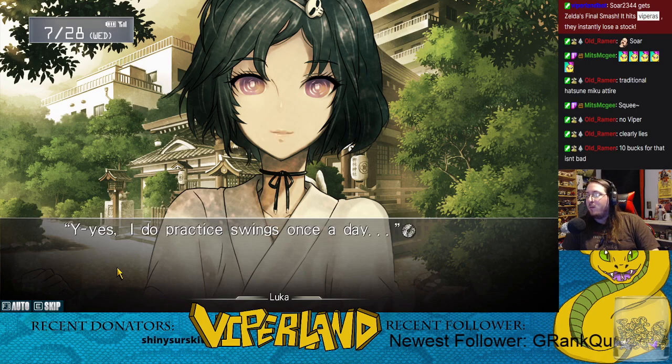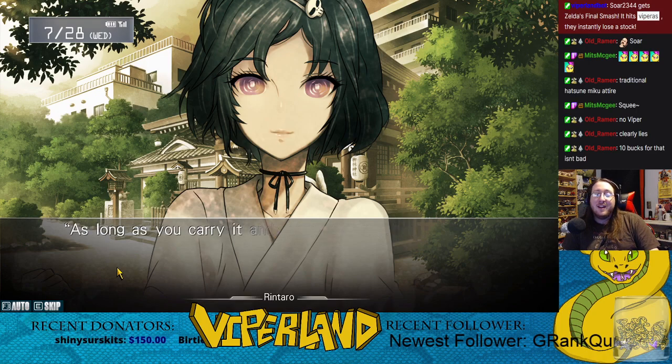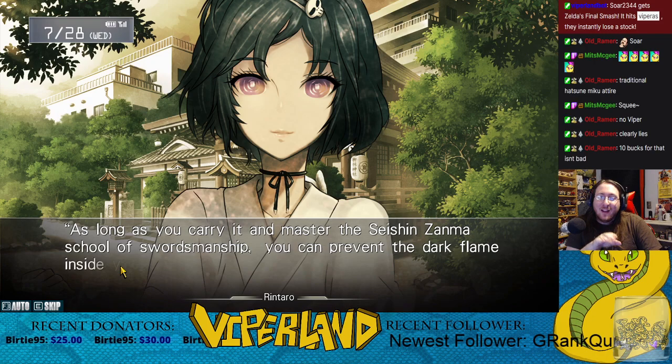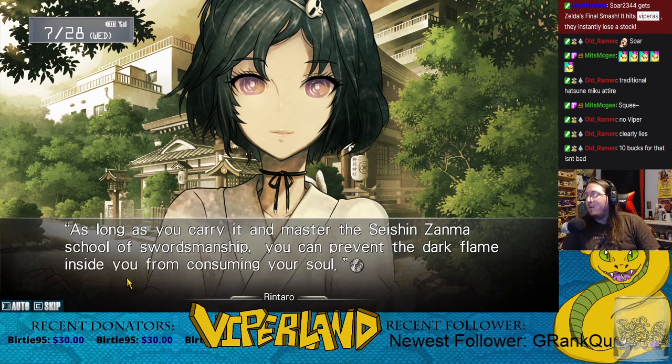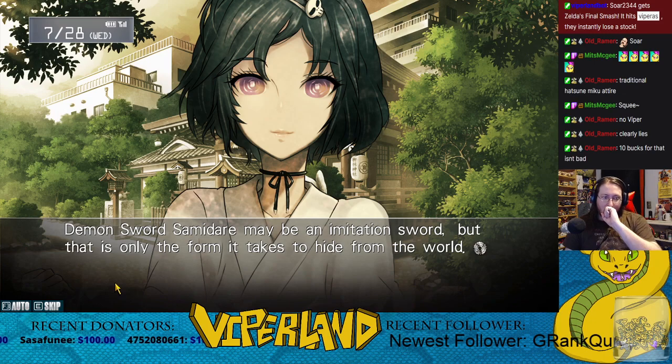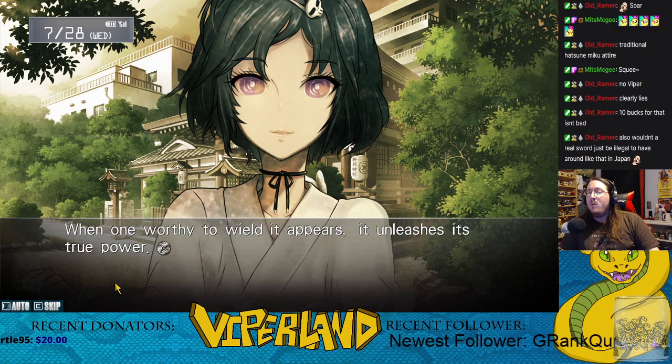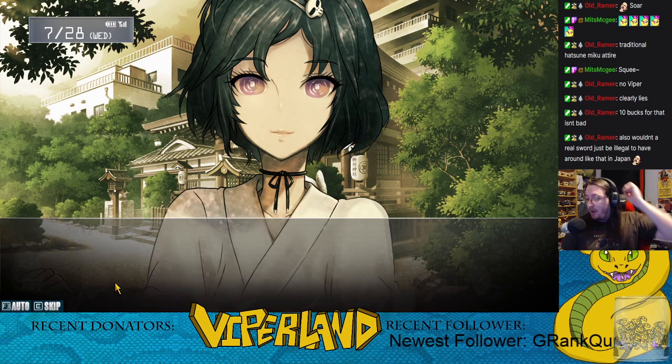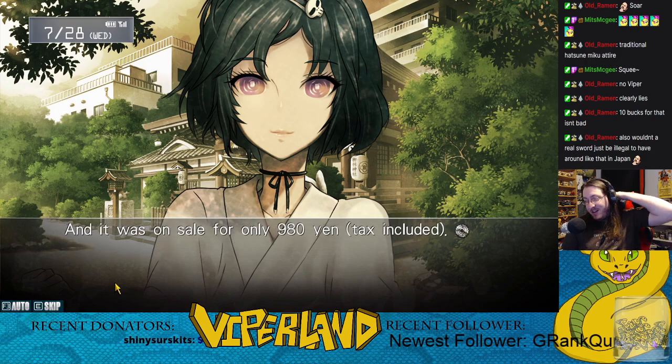Yes, I do practice swings once a day. 10 bucks for that isn't bad. Yeah, $10 for a sword. I think the point is, it's not quality. It's not a demon blade, it's the sword. As long as you carry it and master the Senshin Zanma School of Swordsmanship, you can prevent the dark flame inside you from consuming your soul. Demon Sword Samidare may be an imitation sword, but it's the only... yeah. It is only the form it takes to hide from the world. When one worthy to wield it appears, it unleashes its true power. And it was on sale for only 980 yen, tax included.